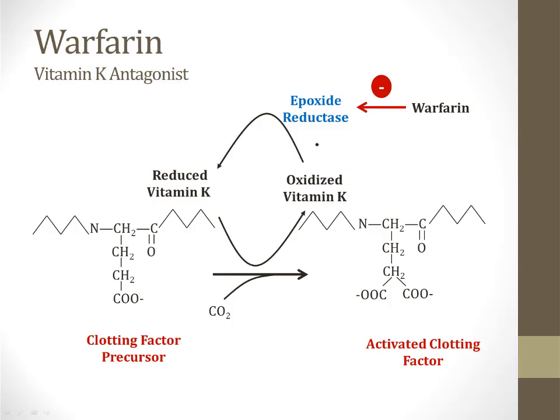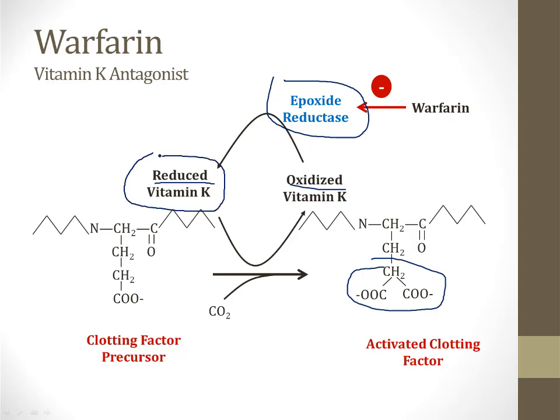Warfarin works by inhibiting an enzyme called epoxide reductase. So what epoxide reductase does is it converts vitamin K to a reduced form. When vitamin K assists in the gamma carboxylation of a clotting factor, it becomes oxidized. Epoxide reductase reduces it back to the reduced form of vitamin K and allows it to continue to contribute to the activation of clotting factors.